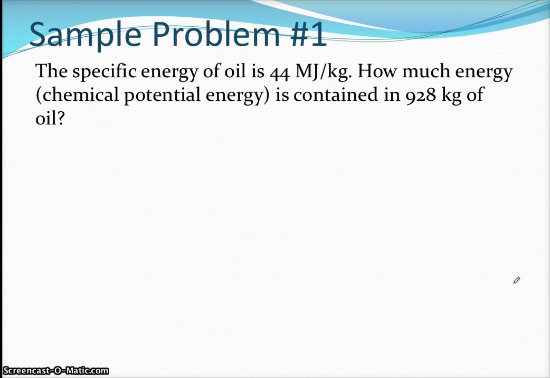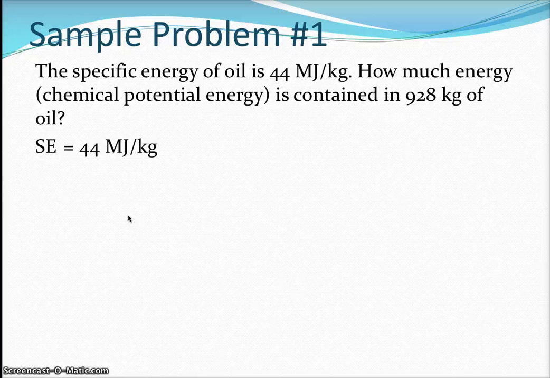All right, so here's sample problem number one. The specific energy of oil is 44 megajoules per kilogram. And we want to know how much energy, chemical potential energy, is contained in 928 kilograms of oil. Now, notice that they're not saying energy produced in the form of electricity or kinetic energy, because that involves a whole other step, including efficiencies. And right now, we're not going to worry about efficiencies. Let's just keep the problem simple, and then we'll add efficiencies in.